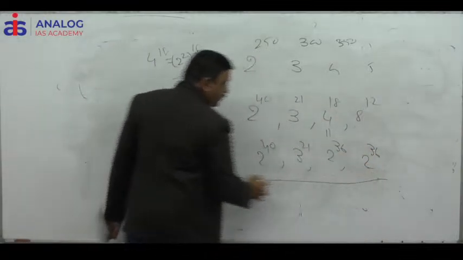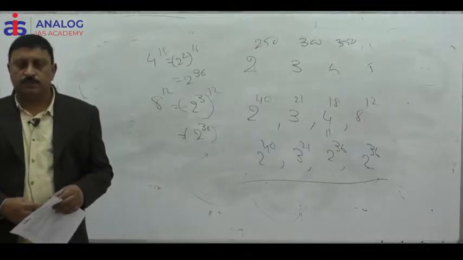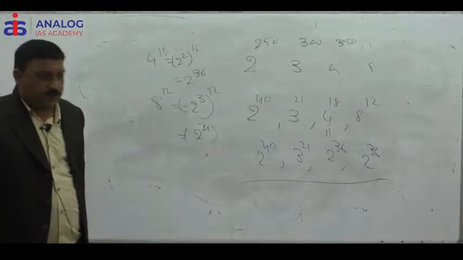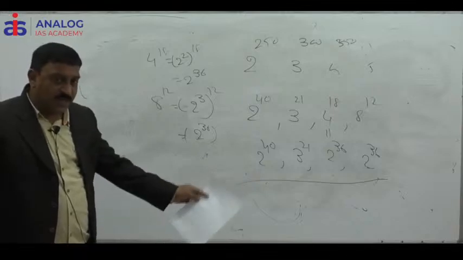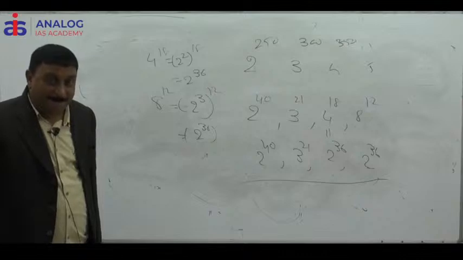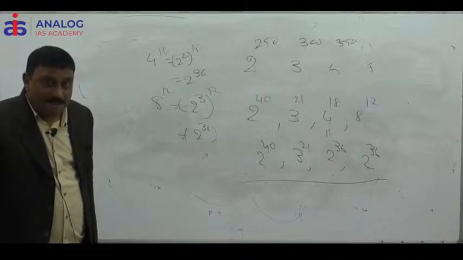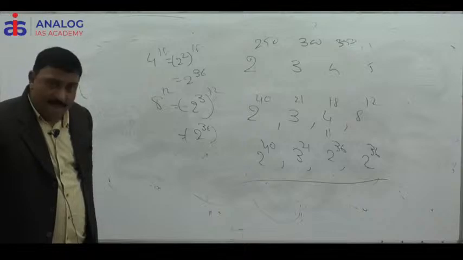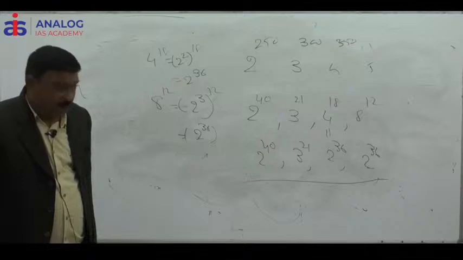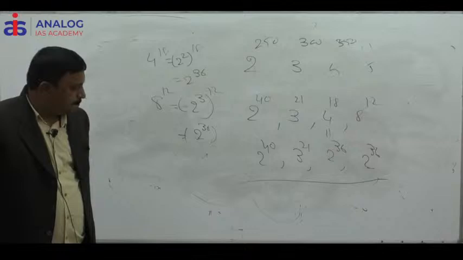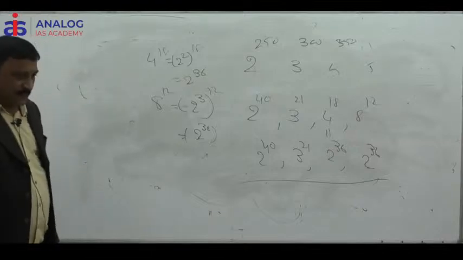Now judge, which is the smallest? The question is, which is the smallest? They are not saying ascending order or descending order. 21 is smaller than another.